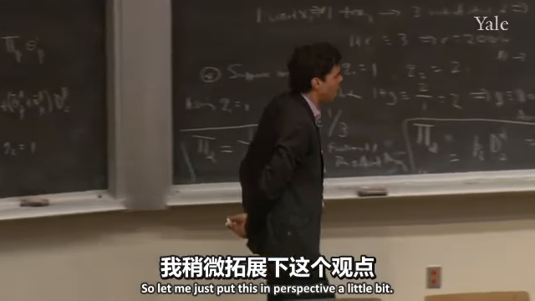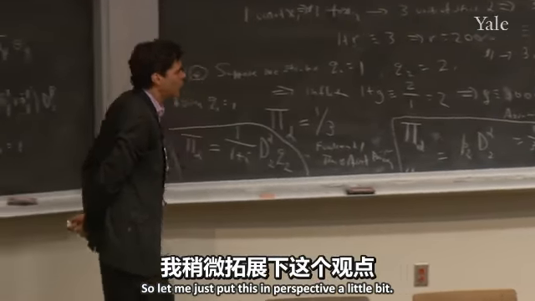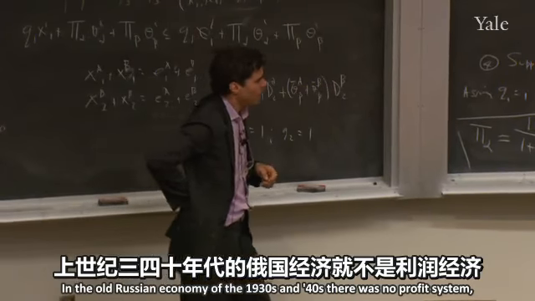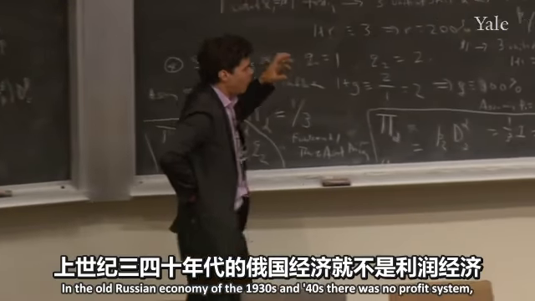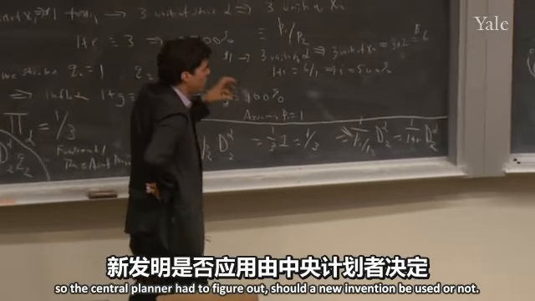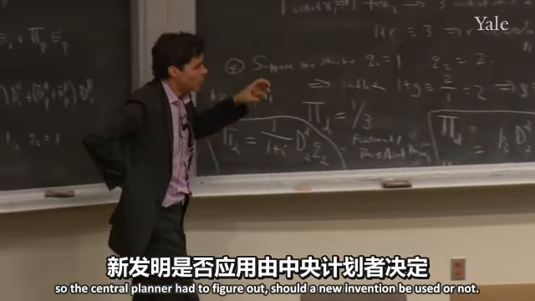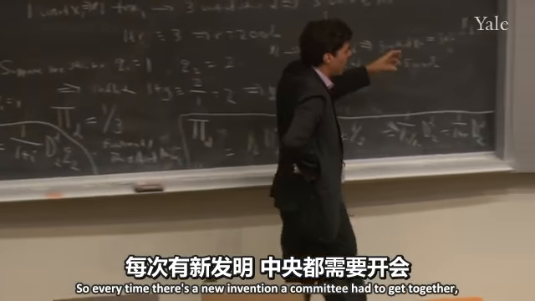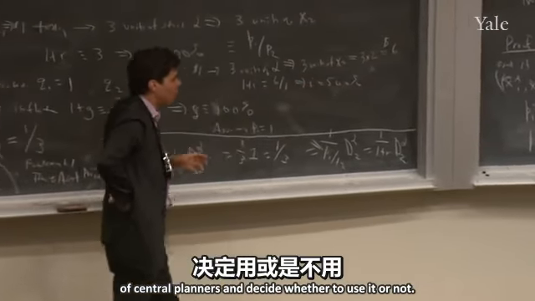So let me just put this in perspective a little bit. In the old Russian economy of the 1930s and 40s, there was no profit system. So the central planner had to figure out, should a new invention be used or not? So every time there was a new invention, a committee had to get together of central planners and decide whether to use it or not.